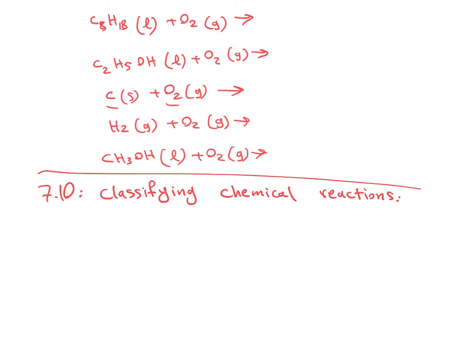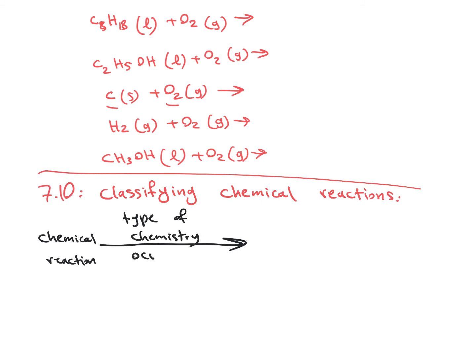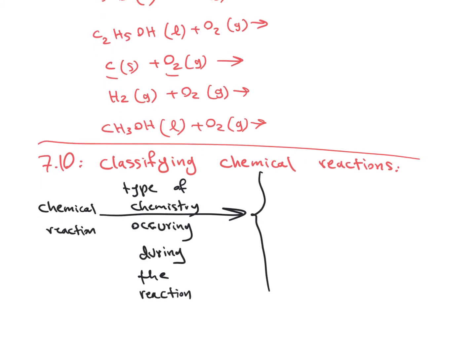So this is one way to categorize chemical reactions. If we have chemical reactions, we can categorize them based on the type of chemistry occurring during the reaction. For instance, in acid-base reactions, we have neutralization of an acid with a base. Or in redox reactions, we have transfer of electrons, right? So this is the type of chemistry that is involved. And based on that, we have these reactions.